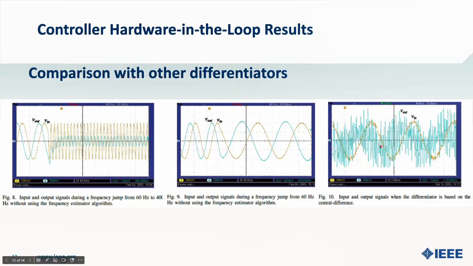And when you have noise, the situation is much worse, because the input signal has the same noise I tested previously, and you see here a classical differentiator with really high noise amplification. This differentiator is based on the central difference, which is a classical one and really used in power electronics applications.